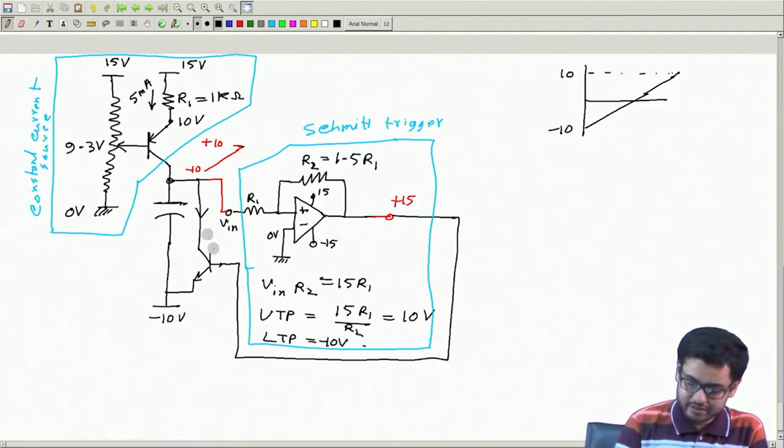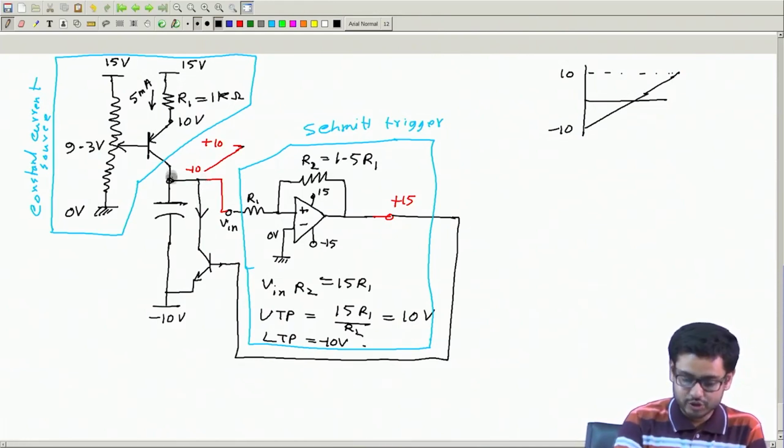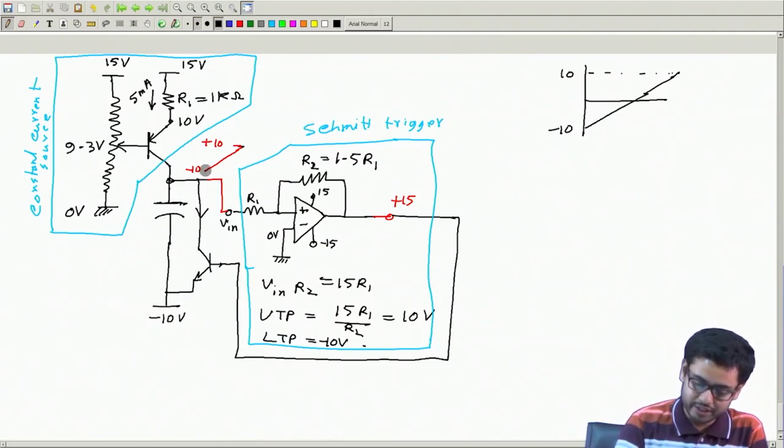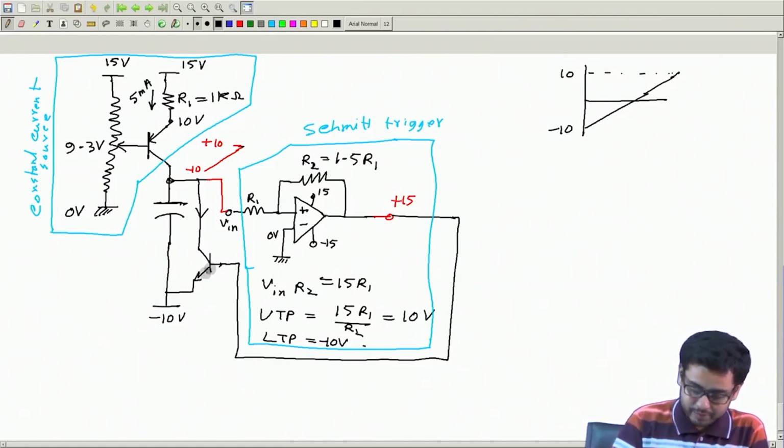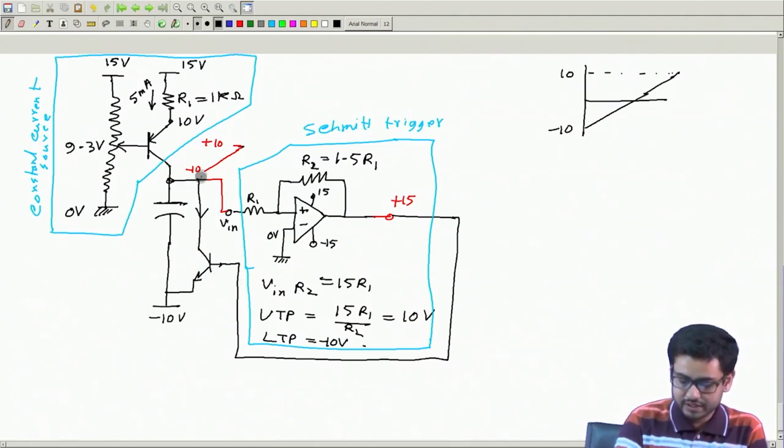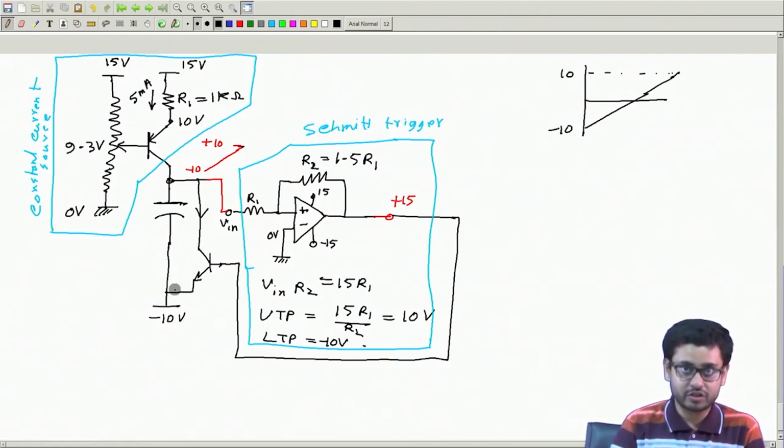Okay, so then let me repeat. A current was coming through this and it was charging this capacitor. So the capacitor voltage went from minus 10 to plus 10. At that moment, this Smith trigger is triggered. So the output became positive. This positive output made this transistor base emitter junction forward biased. So the transistor was on. The entire current flowed through this and the capacitor got discharged.